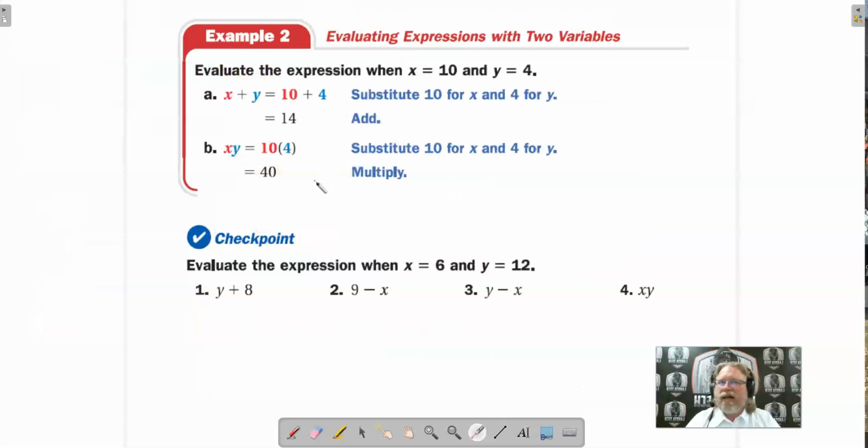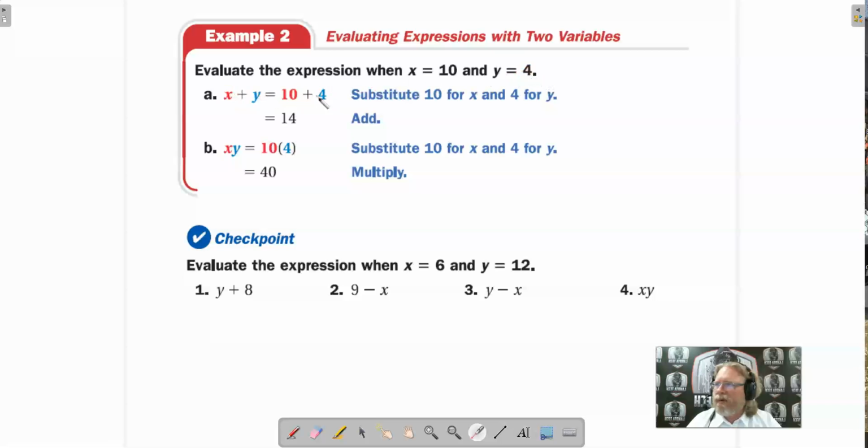On the next slide, in example 2, we see an example of evaluating expressions with two variables, such as x and y. In the first example, in A, we are adding them, and we're told that x is equal to 10 and y is equal to 4. So if we take x plus y and substitute in the 10 for x, notice the color coding of red, and here the y is color-coded with 4 because y equals 4.